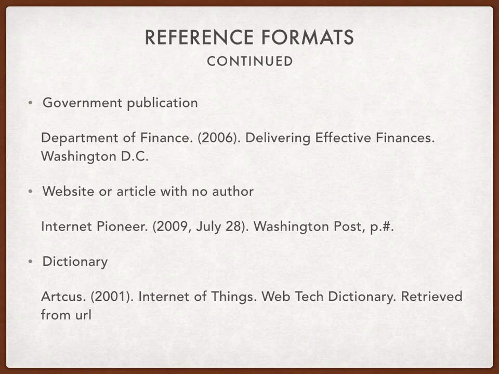So now let's start looking at those more common things. The government publication, okay, it was the Department of Finance, period. The year, there's a period there. What the name of the pamphlet was, or the publication, a period, and then where was it published? Washington, D.C. Could be, if it's Canterbury, Australia, then it's Canterbury, Australia. All right? Websites are something that does not have an author. It's the title, when it was published, who published it, page number, Washington Post, page 3.